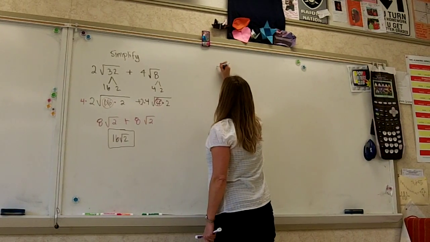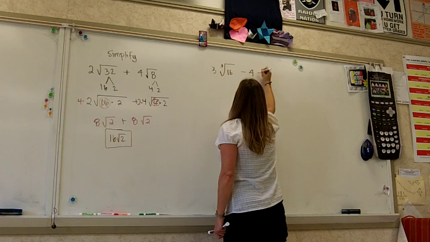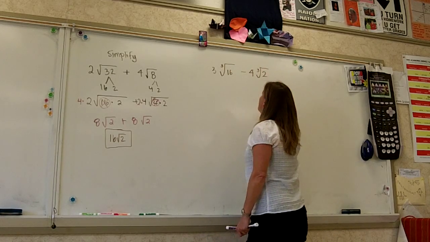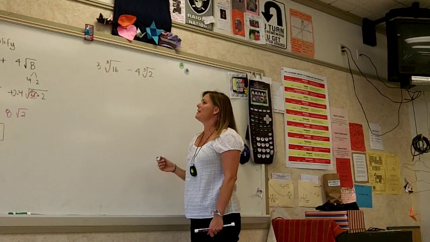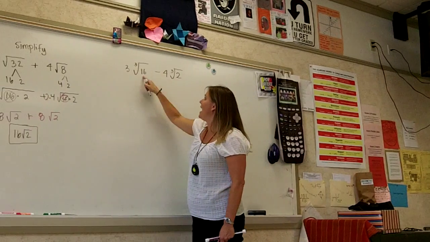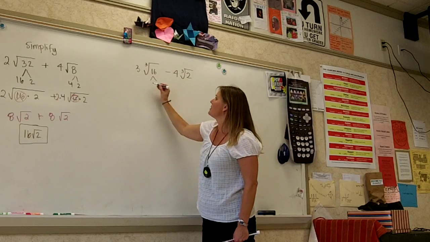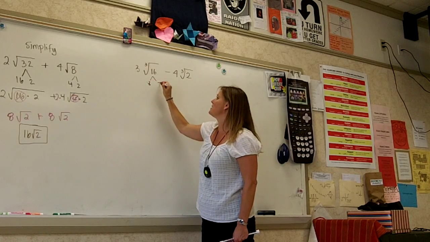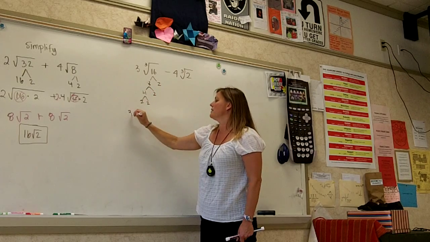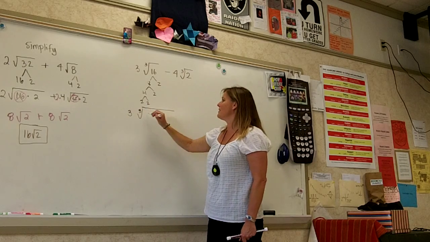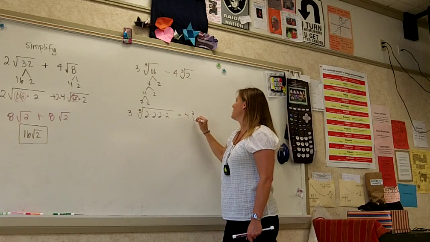Let's do 3 times the cube root of 16 minus 4 times the cube root of 2. Again, at first glance, it looks like we can't add or subtract them together because these roots are different. So I'm going to break this up. 16 is 8 times 2, and that's 4 times 2, and then 2 times 2. I know that if I'm doing cube root, everything comes out in a group of 3. So let's see if that'll get me where I'm trying to go.